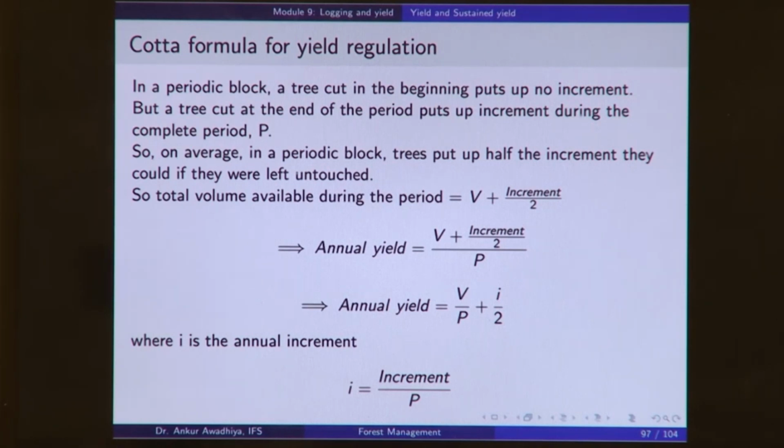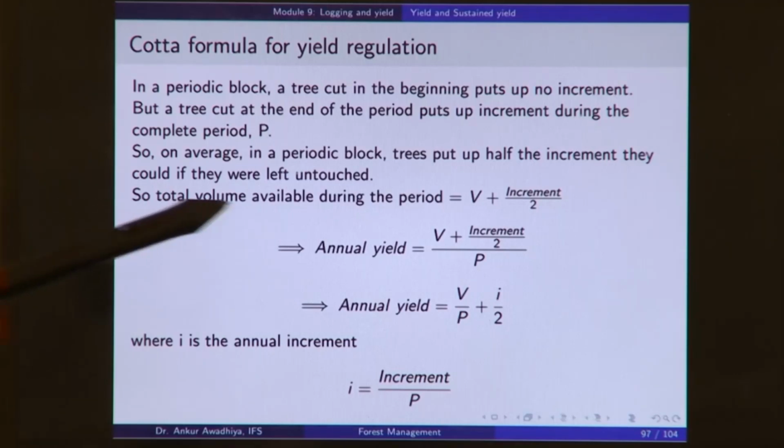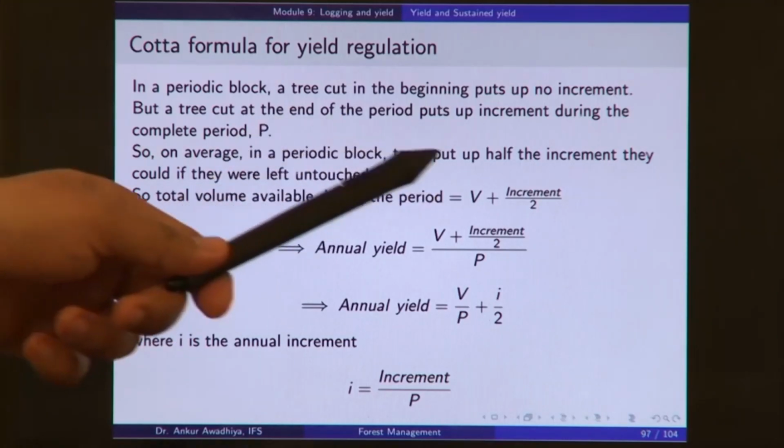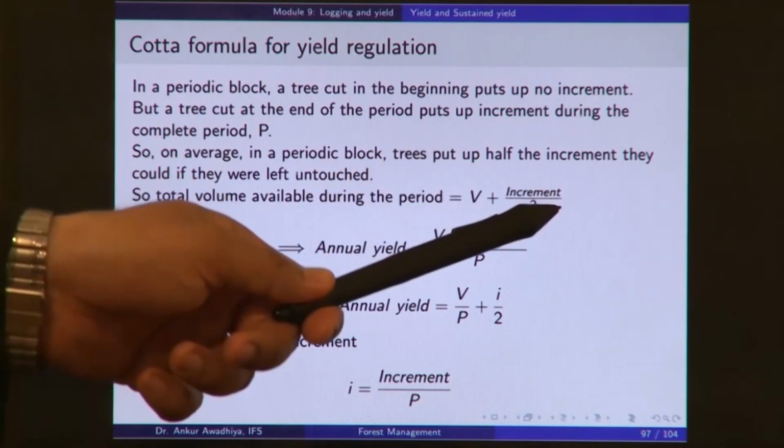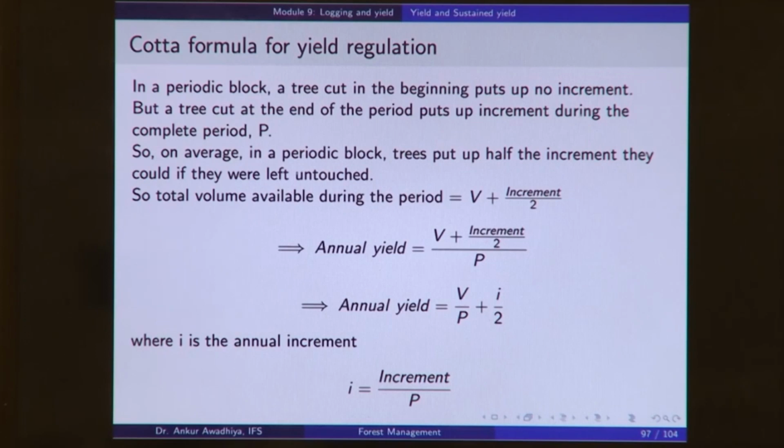There are some trees that are putting up increment for all the P years, and there are some trees that are putting up increment for 0 years, or rather no increment. So, on average we can say that the trees will be able to put up half the increment over P years, or full increment over P by 2 years. In this case the total volume that is available during the period is equal to the volume that you have in the stand plus the possible increment divided by 2. You are taking this half because some trees will be cut during the beginning of the periodic block period and some trees will be cut at the end of it.